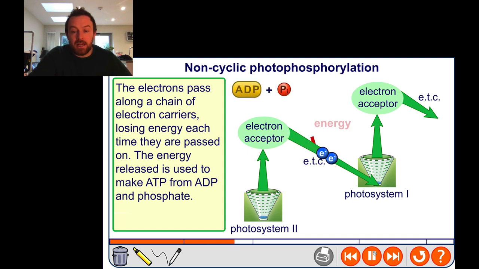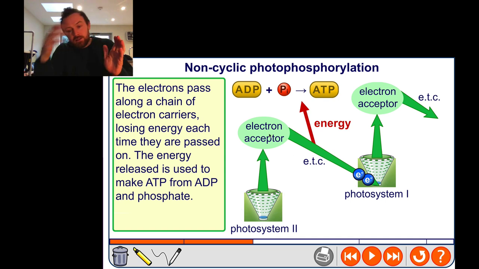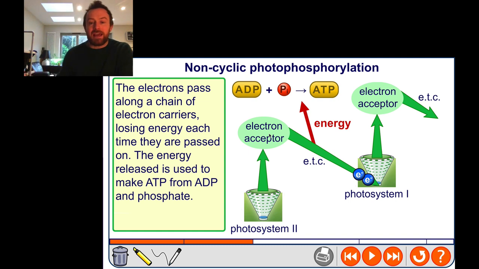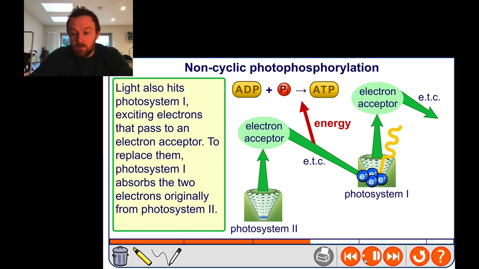Those electrons can flow down something called the electron transport chain, which is ETC. They move from acceptor to acceptor to acceptor, each time losing a little bit of energy. And that lost energy is used to phosphorylate ADP. So it's used to make ATP. The electrons end up just here at photosystem one.